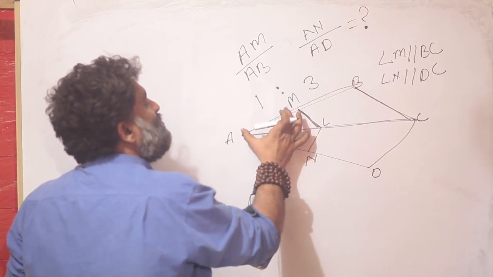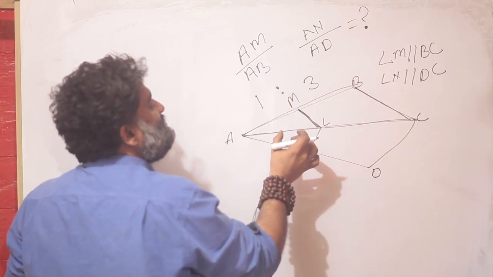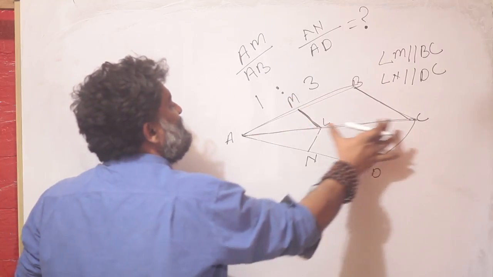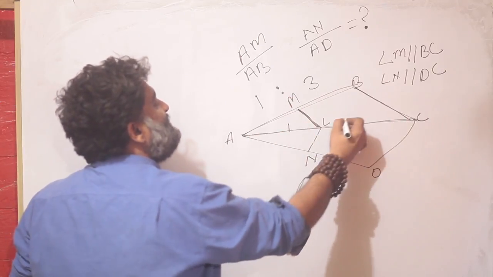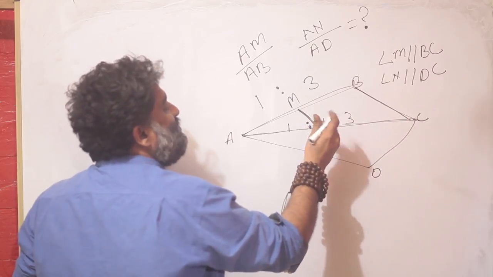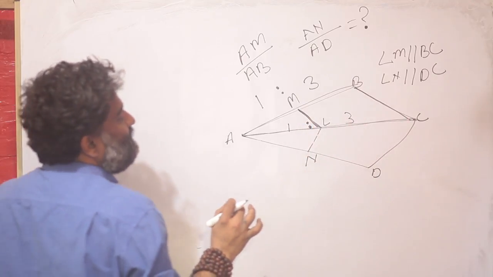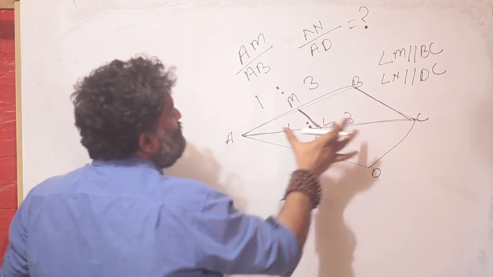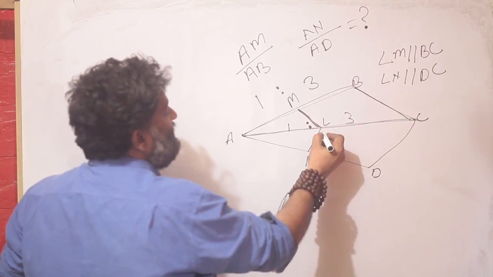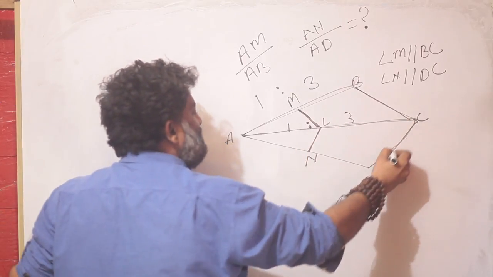That means if the ratio of AM is to MB is 1:3, the ratio of AL is to LC is also going to be 1:3. And again, we're talking about ratios, not actual values. So this is part of the story that I've got, and now it should be very, very clear. This line is parallel to this line.